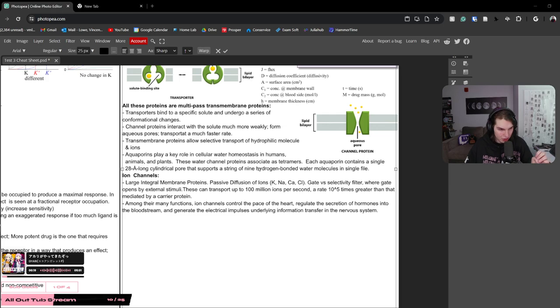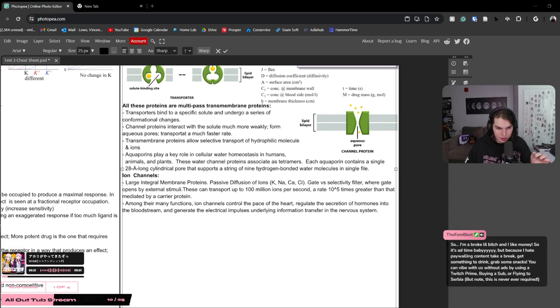Ion concentration differences across lipid bilayers are useful for driving various transport processes. Yeah, that's fine. I already know that. Channel proteins: ion channels move ions down an electrochemical gradient, which is gated.